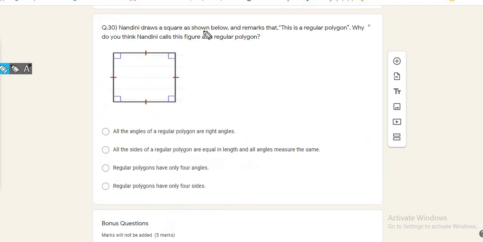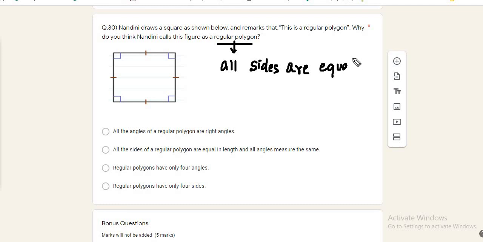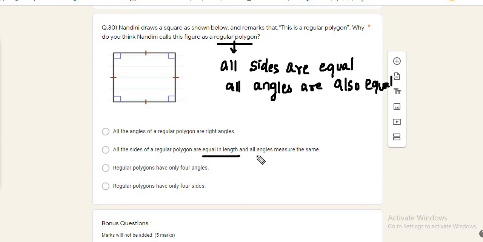Question 30. Nandini draws a square and remarks that this is a regular polygon. Why do you think Nandini calls this figure a regular polygon? We know that a figure is called a regular polygon when all sides are equal and all angles are also equal. So out of these four options, option B is correct because it says all the sides of a regular polygon are equal in length and all angles measure the same. So B is the correct answer.